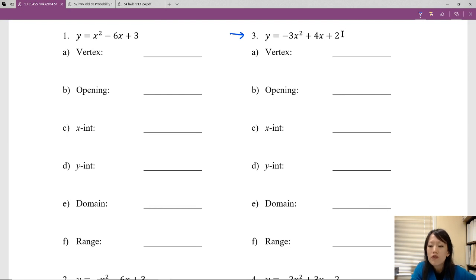So what do we do? Take out negative 3. You divide by negative 3: x squared minus 4 over 3 x. So you just practice, right? Then you complete the square, you leave the 2 alone. Think of the balancing term there.